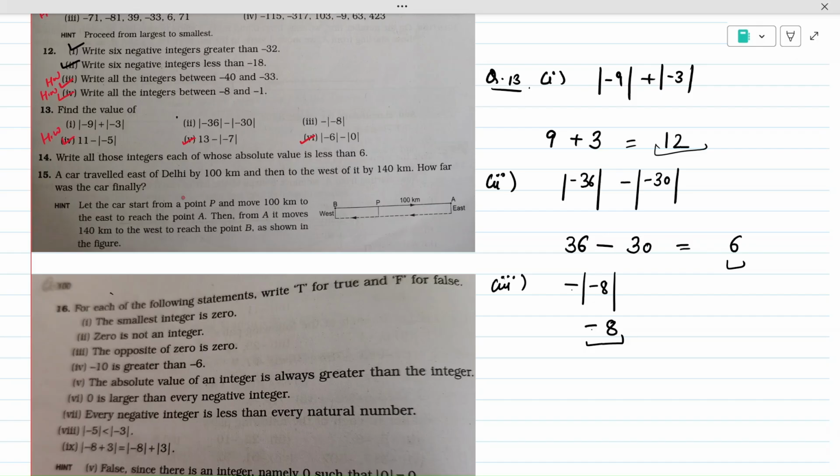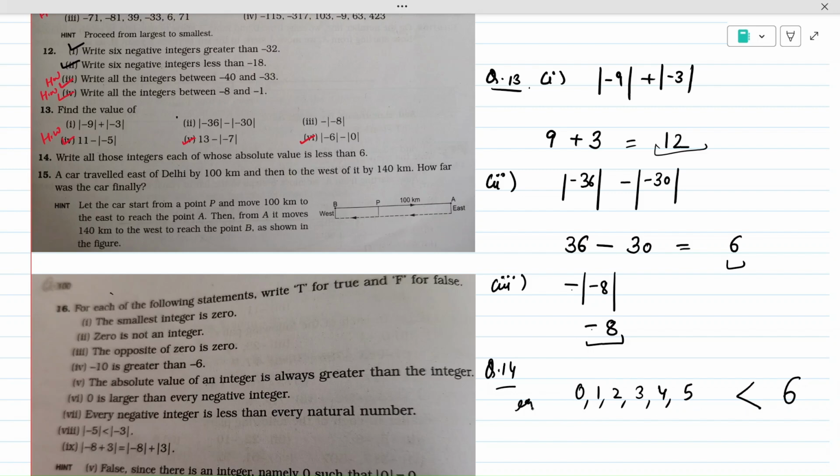Okay, now let us do the next question. Question number 14, it says write all those integers each of whose absolute value is less than 6. So we want the integers whose absolute value is less than 6. So this is easy, we can start with 0, 1, 2, 3, 4, and 5. All these integers are less than 6. Okay, all of them, their absolute value is less than 6, because if we put them in the absolute value brackets, we are going to get the same numbers.